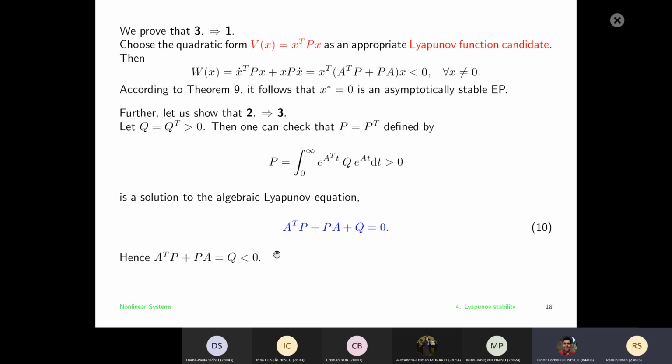Okay, and it will be obviously negative definite. Or the solution P of the equation has an explicit expression. Of course, you will not calculate it like that. You will calculate it through numerical methods.